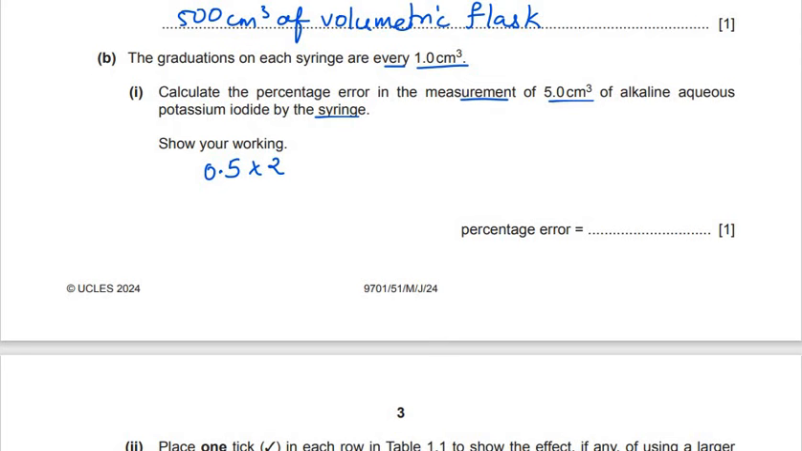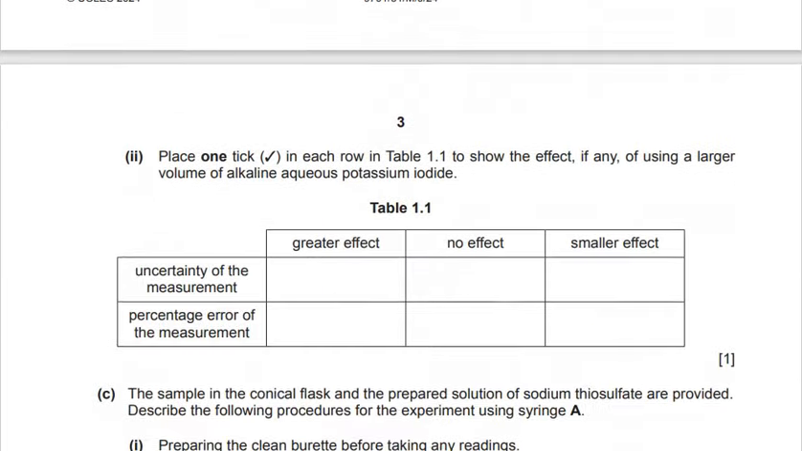So whenever you're using such a syringe, we have to multiply the maximum error, that is 0.5, into 2. Why? Because we are using the minimum and the maximum marks both to measure the 5 centimeter cube. So 0.5 into 2. Now what is the volume we are using? We are using a volume of 5 centimeter cube. So divided by 5 into 100. That is how we calculate the percentage error. And so the answer is 20%. The percentage error is 20%. So this is how we calculate the percentage error.